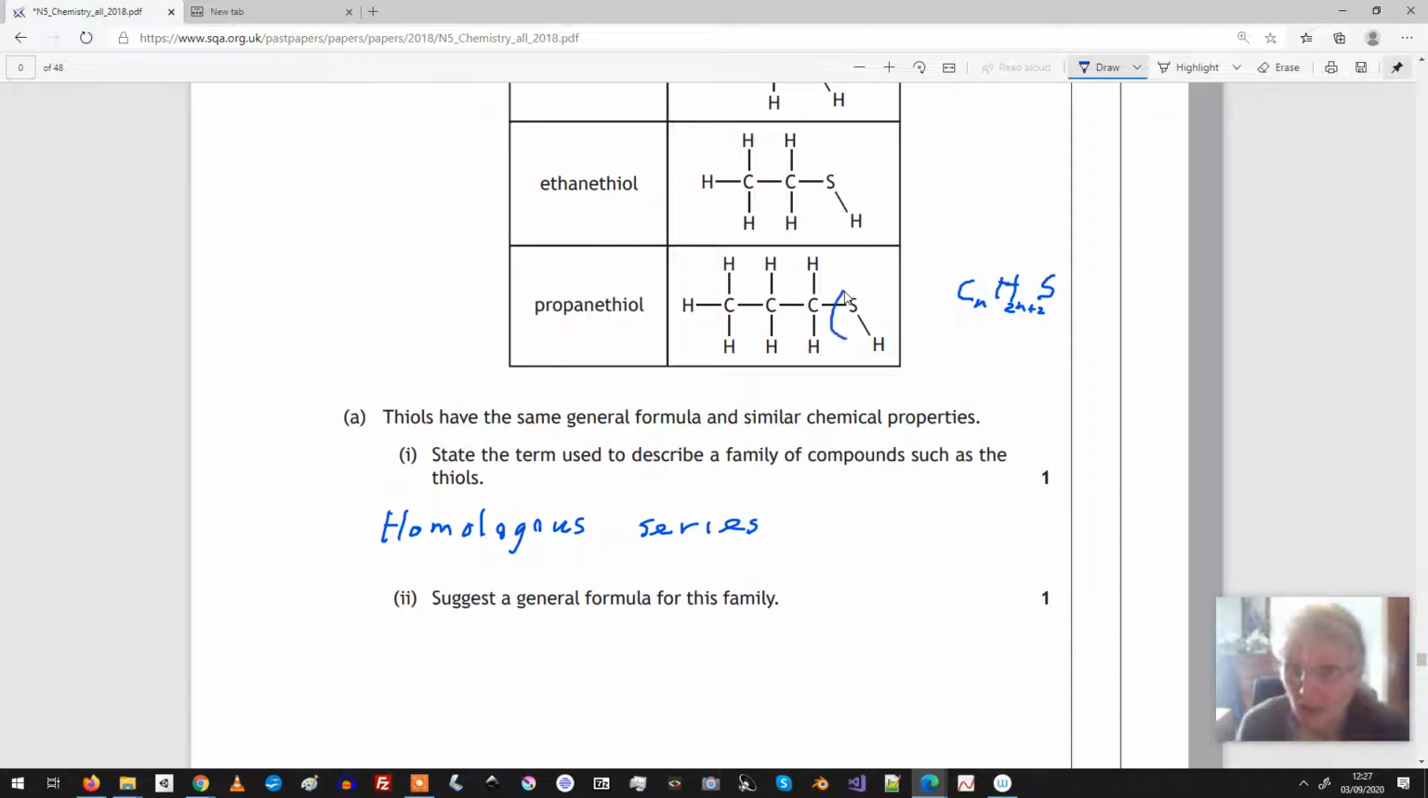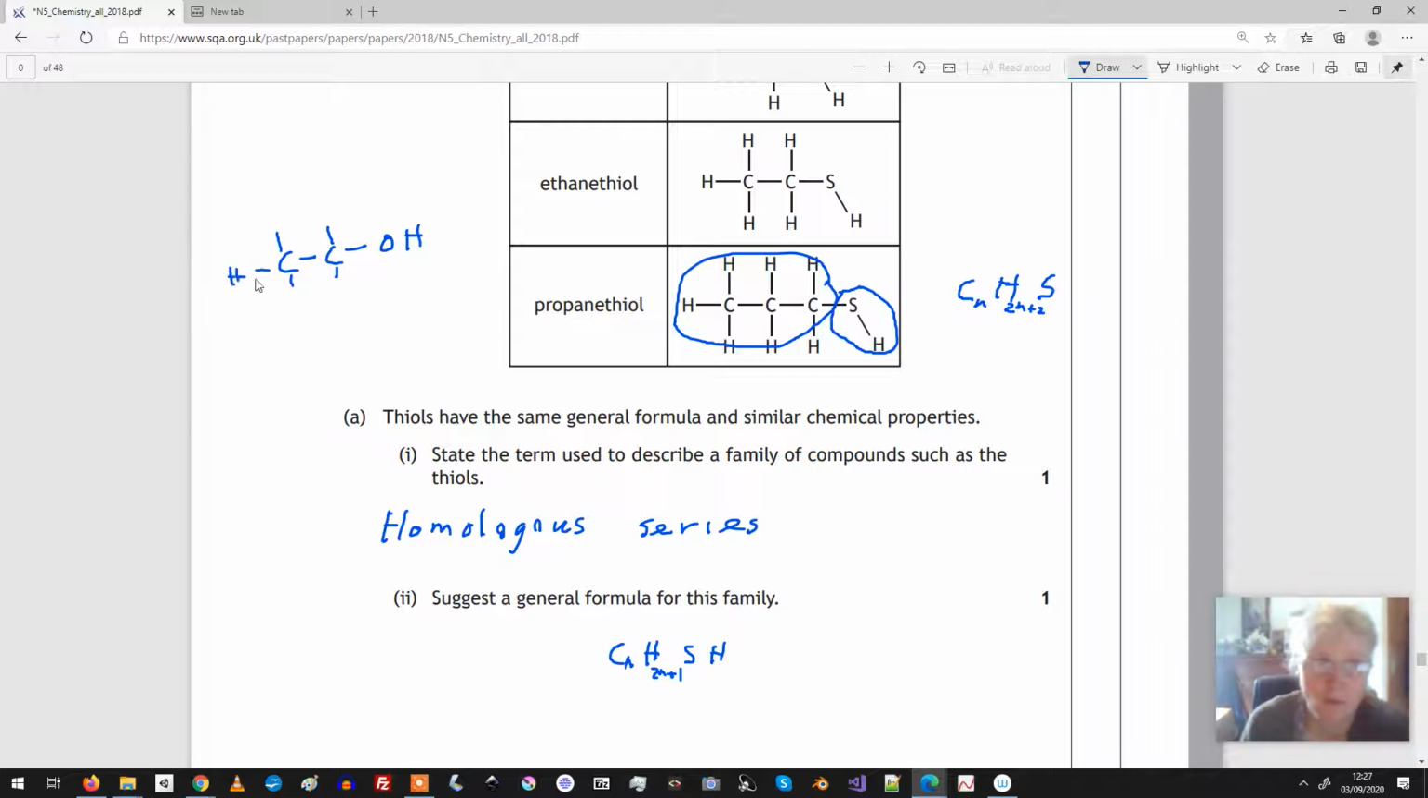To write it properly, write this SH first, and then write the general formula for this bit, an alkane with one of the hydrogens missing. 2N plus 1. This is very similar to the way that you would write the general formula for an alcohol. There we are, an alcohol.